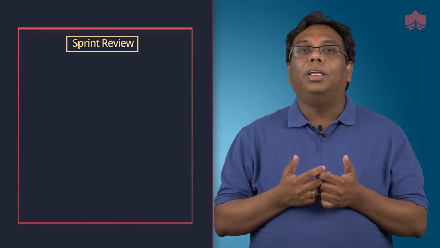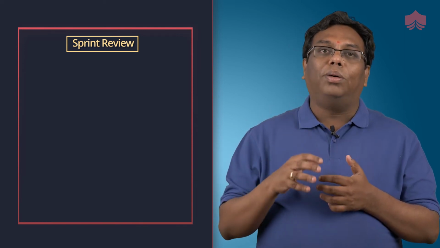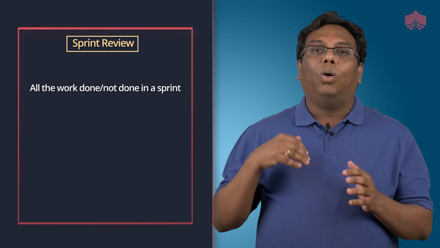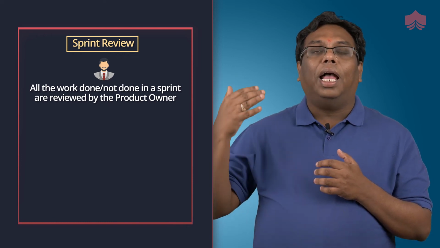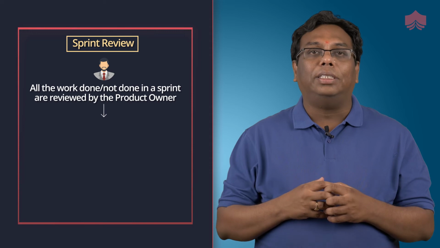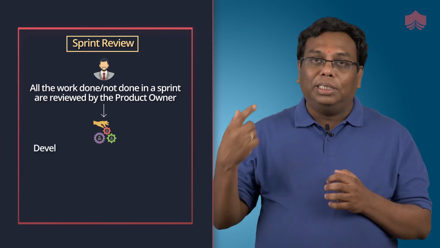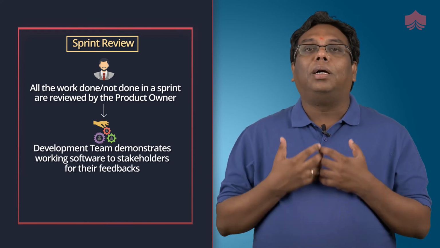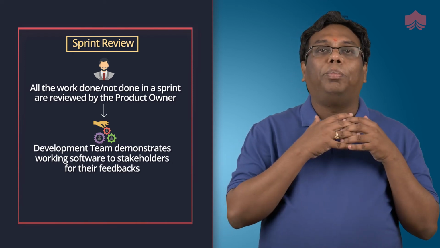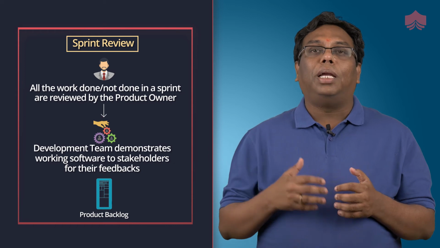Sprint review is a ceremony where all the work that is done in a given iteration, whether it's done or not done, is covered. The product owner talks about what has been done and not done, and whatever has been done, the delivery team, that is the development team, demonstrates as working software to the stakeholders to seek their feedback. All the feedback that comes as part of the sprint review goes into the product backlog, right? And at the same time, during the sprint review itself, the product owner also discusses at a high level with the stakeholders and the development team, and does the reprioritization of the product backlog items, right?